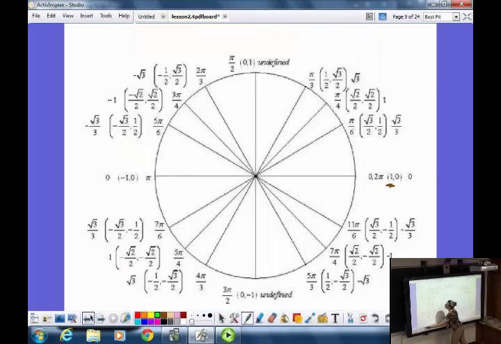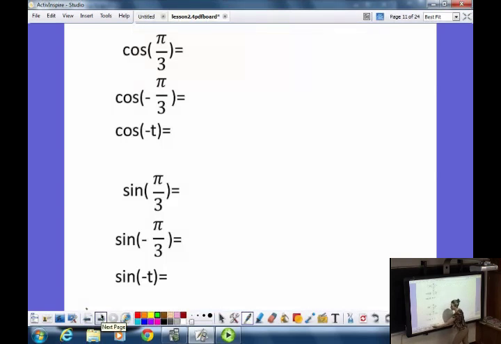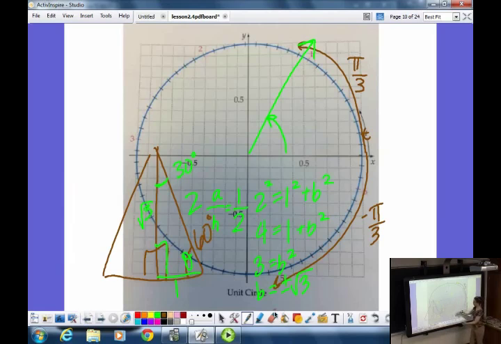Right. So I'm going to go back. It's 1/2. So what's the cosine if I go negative pi over 3?